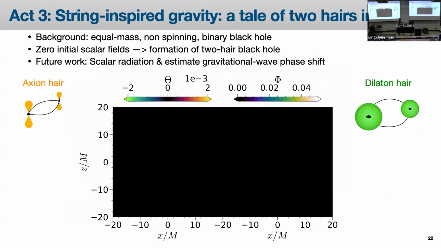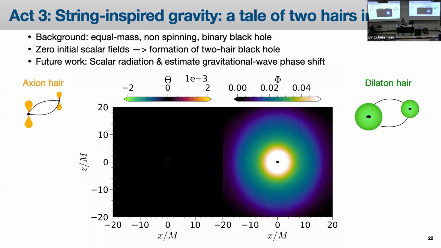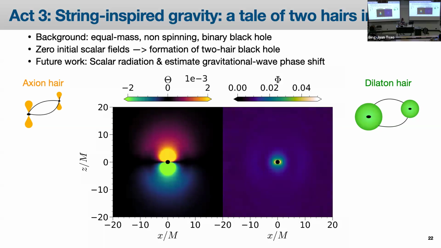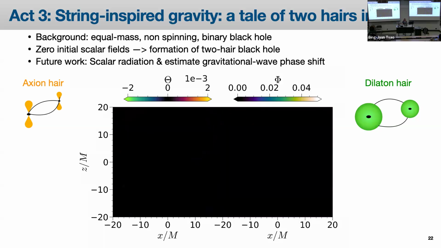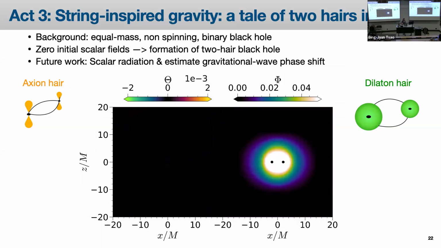I swapped axion and dilaton here. So what we see is the following. We have our dilaton hair here growing before the merger as expected, and then forming a monopole mostly after the merger. But let me actually rerun this and look at the left-hand side.